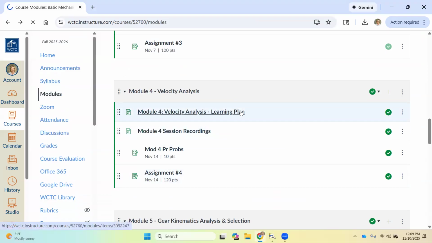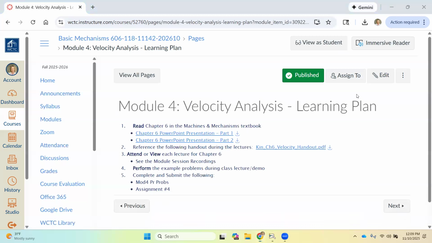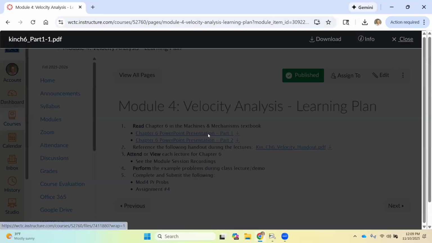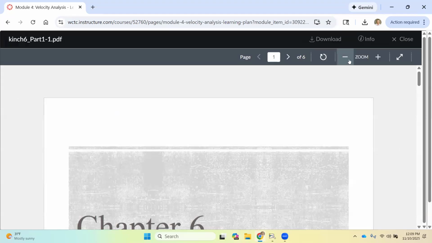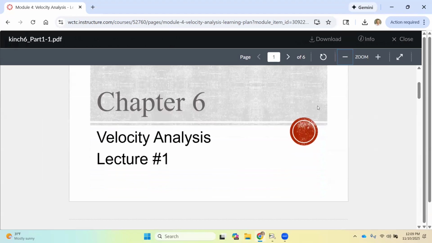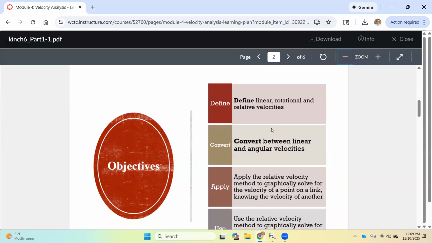So I'm going to go over to Module 4. I'm going to pull up our PowerPoint presentation. And as you can see here, I'm going to just zoom out a little bit. This is going to be Chapter 6 in our textbook. So I know we're kind of moving around a little bit. We've done Chapter 1, Chapter 3, Chapter 4, and now we're going over to Chapter 6. So Chapter 6 is velocity analysis. Okay, velocity analysis. This starts on page 123 in your textbook if you want to open up to that.